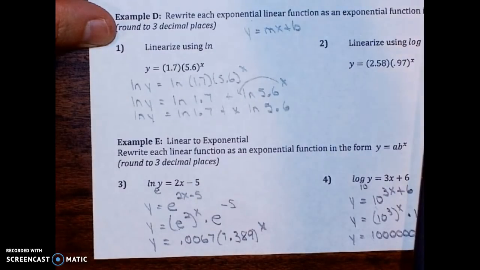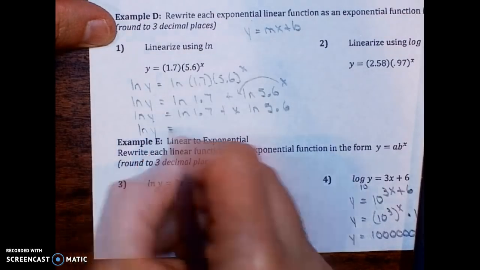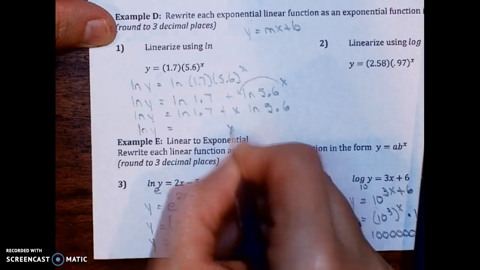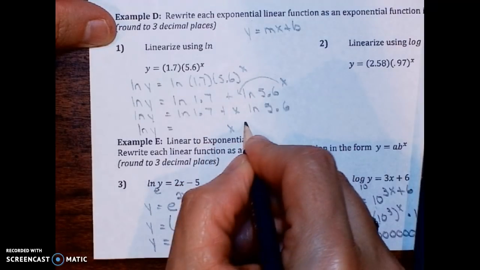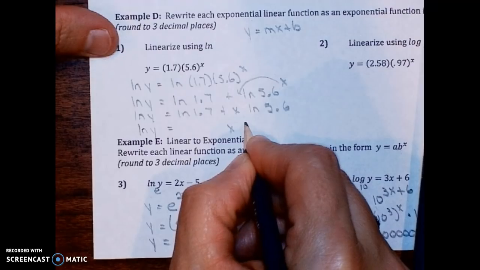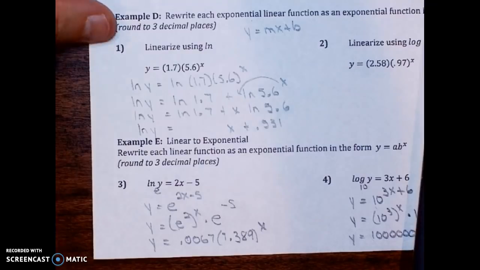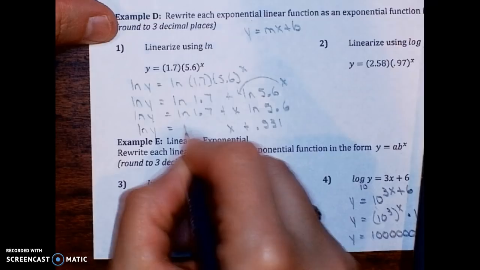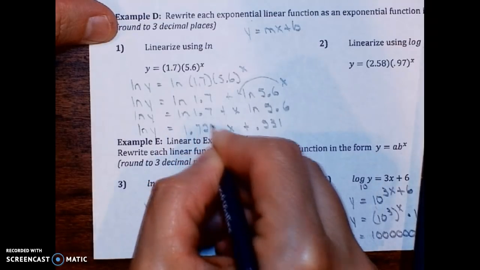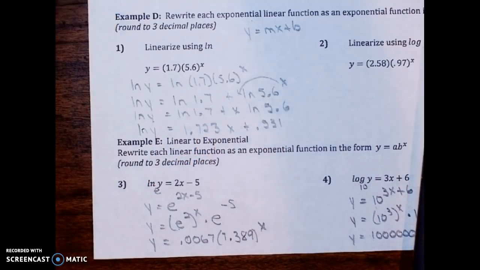Natural log of 1.7, I can find that on my calculator. I'm going to put that at the tail end just so I'm getting it in that format. 1.7 is 0.531. If I type in the natural log of 5.6, which ends up being my slope, I get 1.723. Now it's in a linear form.